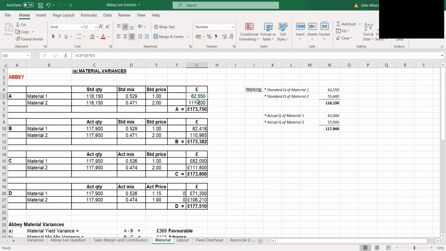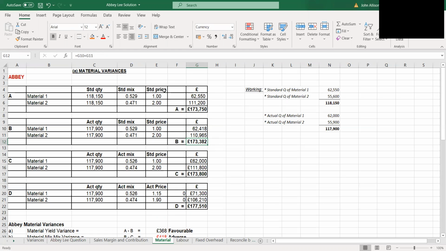Same shebang for material 2, we just multiply these together to give us the 11,200. Then we add them together, we add the 62,550 onto the 11,200 to give us A. Then we follow a similar process to what we did before to get B, C, and D. So we sort of know how to calculate these numbers now, which is we multiply these through to give this one, then we add these two together to get this one.